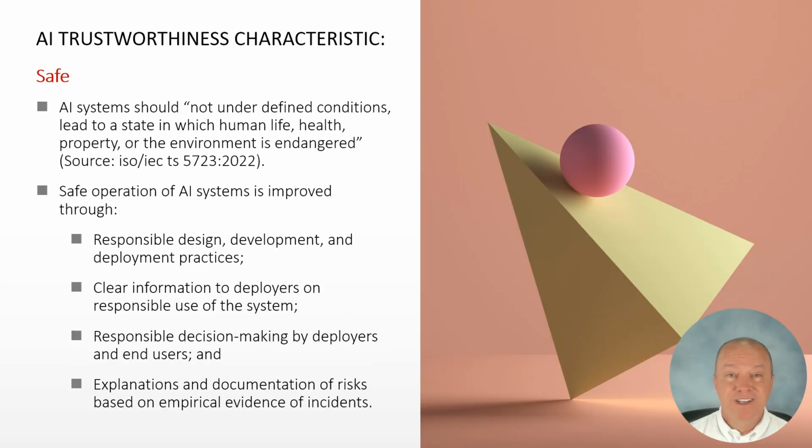So our first characteristic on that base of validation and reliability is going to be safe. AI systems should not, under defined conditions, lead to a state in which human life, health, property, or the environment is endangered. Safe operation of AI systems is improved through responsible design, development, and deployment practices, clear information to developers on responsible use of the system, responsible decision-making by deployers and end users, and explanation and documentation of risk based on empirical evidence of incidents.